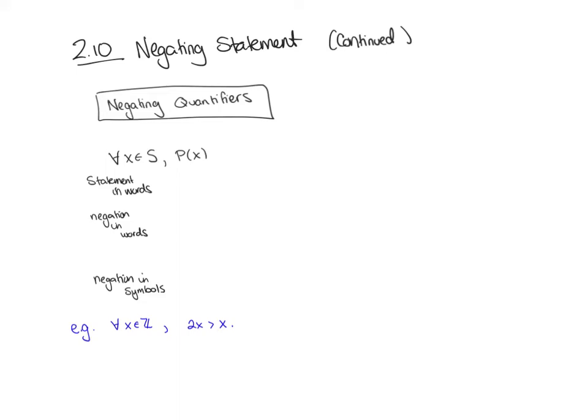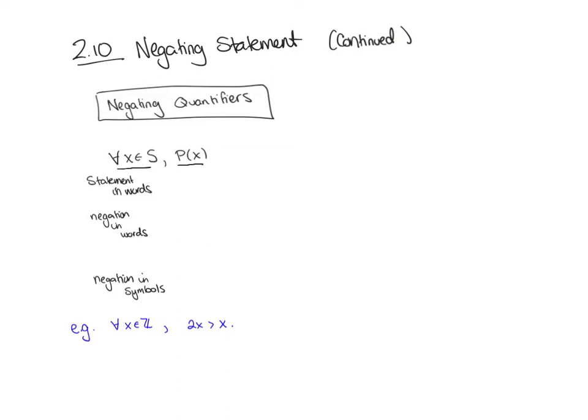Let's continue our discussion of section 2.10. So what we want to do first is negate quantifiers. We saw this a little bit in the examples in the first video. So let's think about what happens when I negate a statement of the form for all x in S, p of x.